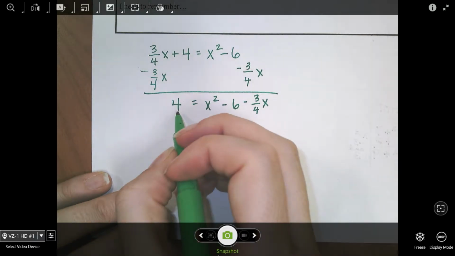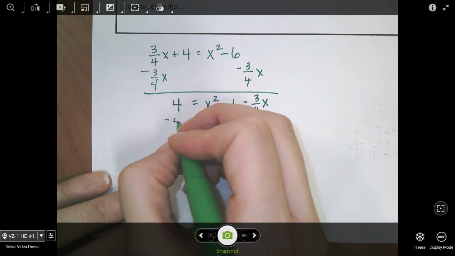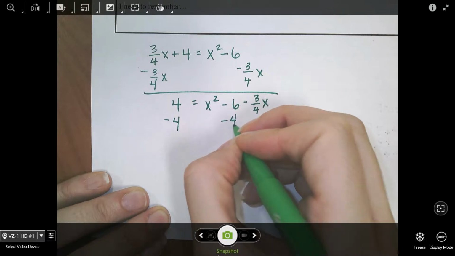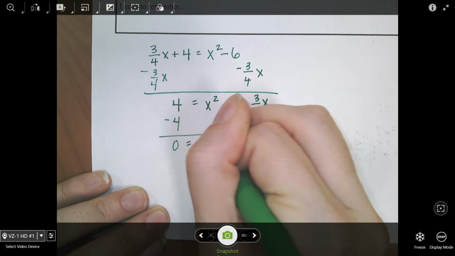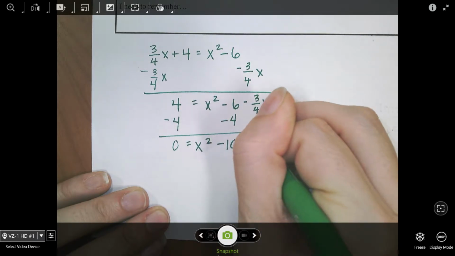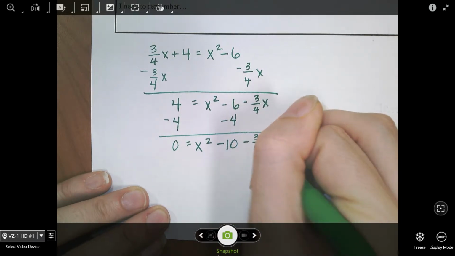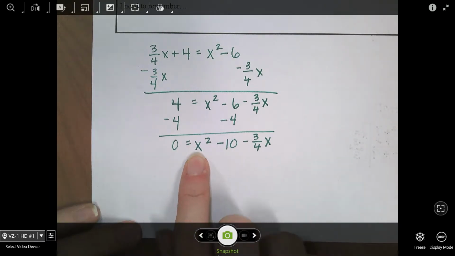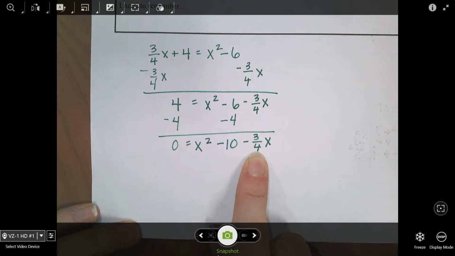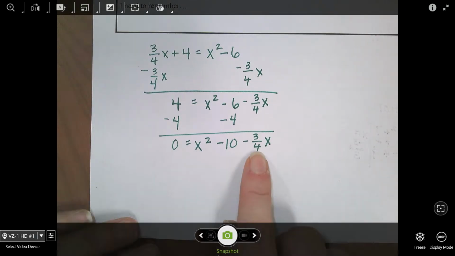Now I'm going to move my 4. And this has a like term, so I'm going to line it up under there. I've got 0 equals x squared minus 10 minus 3/4 x. Now here's the thing. That's not technically standard form, but I really just want everything on the right-hand side of my equal sign, or at least on one side of the equal sign together.